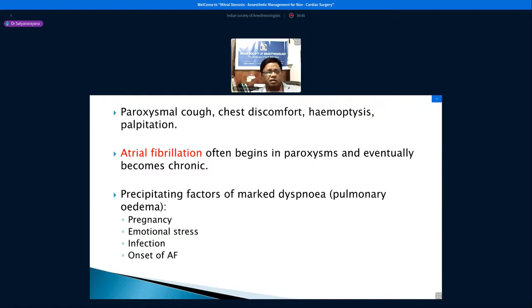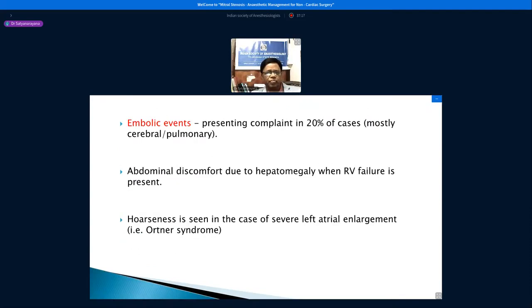And then the patient may present with atrial fibrillation. Often it's on and off, paroxysmal, but eventually becomes chronic. And these are the commonest signs. The student will be asked, what are the commonest signs? And one more thing, precipitating factors are important in the course of the disease: pregnancy, emotional stress, infection, onset of atrial fibrillation. The patient may decompensate and become symptomatic when exposed to the precipitating factors.